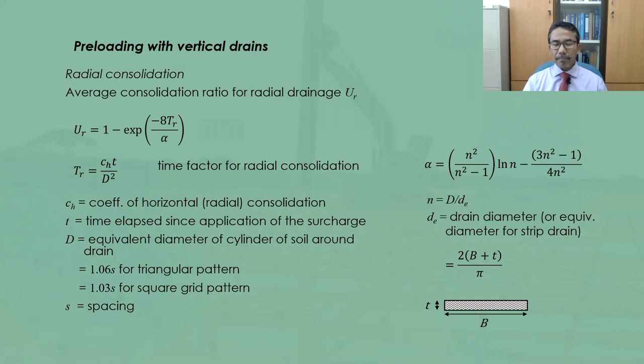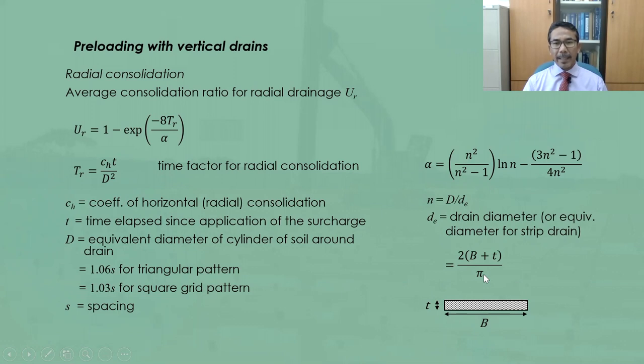But if a geosynthetic strip is being used, the cross-section of the geosynthetic strip is approximately rectangular. This is the width, capital B, and this is the thickness, small t. So this small t represents thickness, not time. Okay? So D sub e here is given as 2 multiplied by (B plus t) divided by pi.